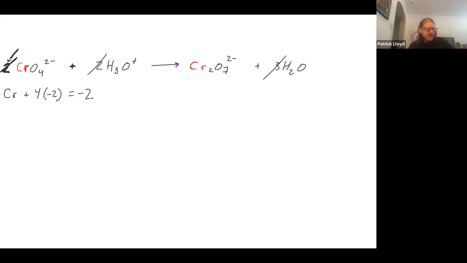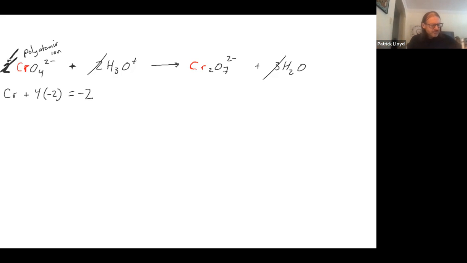What did I do there? I just did the algebra. I said, look, this is a polyatomic ion, right? Polyatomic ions, all the oxidation numbers have to add up to the charge of the polyatomic ion. So they have to add up to -2. All I did was write that in algebraic form. I said chromium plus 4 oxygens equals -2. And then I said, oxygen is -2, so chromium plus 4 -2s has got to equal -2.